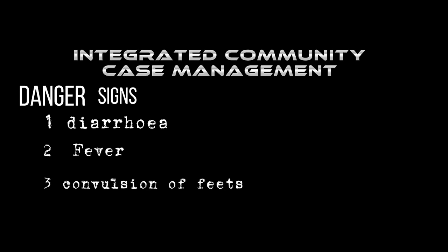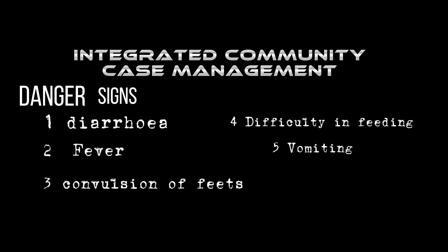Another one, we have convulsion or fits. A convulsion happens when a child has fits or spasms and the arms and legs stiffen and may have jerky movements. Difficulty in feeding or drinking. A child is not able to drink or breastfeed if the child is too weak to suck or swallow when offered a drink or breastfeed. Vomiting everything. A child who is not able to hold anything down at all has a sign of vomiting everything.